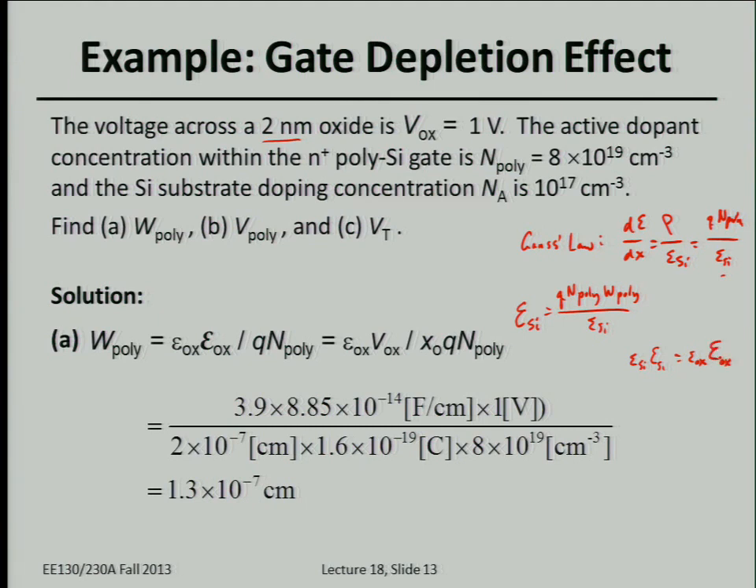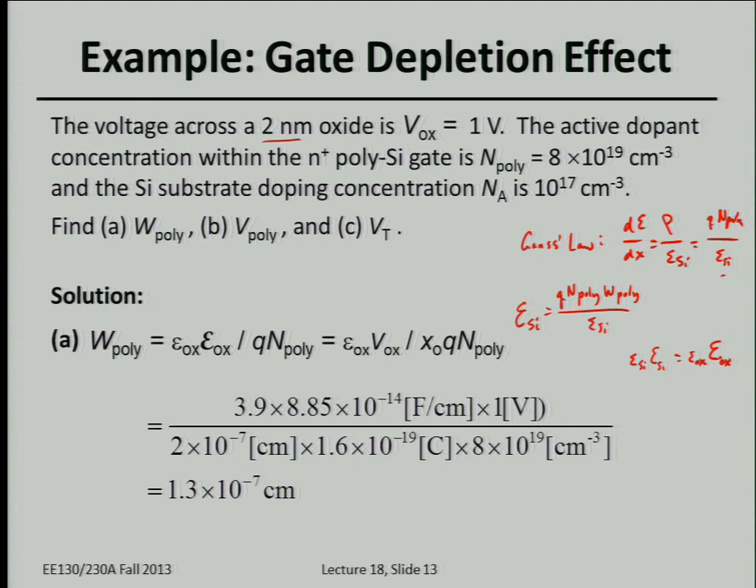Just to summarize, we integrate Gauss's law. All the charge in the polysilicon gate results in some electric field leaving the silicon gate. And the electric field in the silicon and the electric field in the gate oxide have to be related by keeping the dielectric displacement continuous. So we end up with this equation shown here in the solution, and you can then derive that the width of the polysilicon gate depletion is on the order of a nanometer, maybe a little bit more. That's equivalent to a few angstroms.